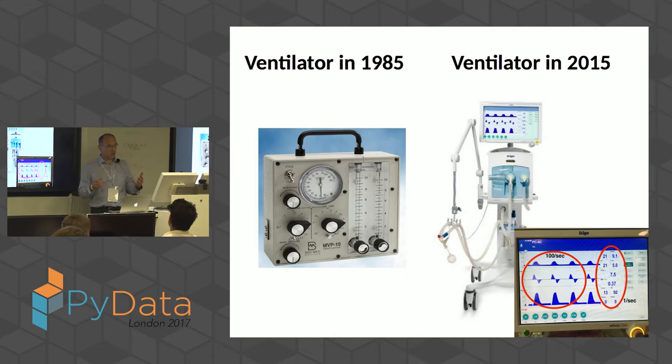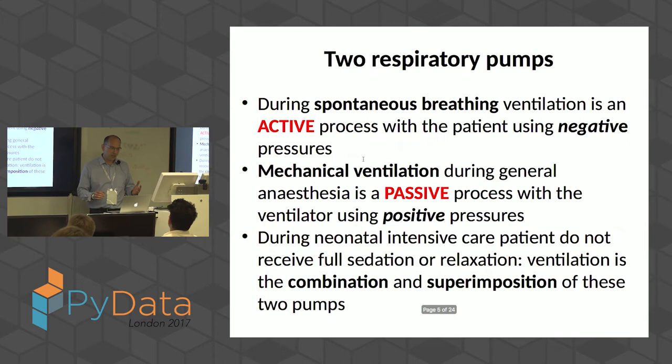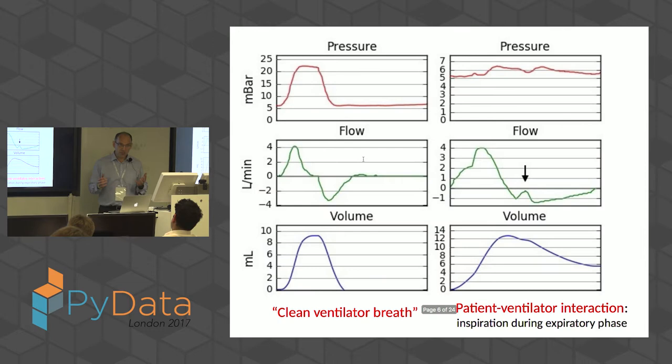And because of that, because we are dealing with two pumps, during mechanical ventilation, most of the time there is an active process, spontaneous breathing done by the patient, and mechanical ventilation, which is positive pressure ventilation done by the mechanical ventilator. It's always a combination, or actually a superimposition, of these two pumps, creating complex interactions, which are still poorly understood. One of the reasons is that in the past, the data which these modern ventilators provide haven't been downloaded, haven't been analyzed.